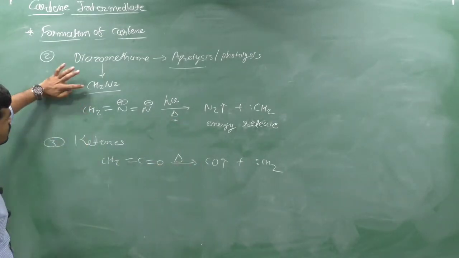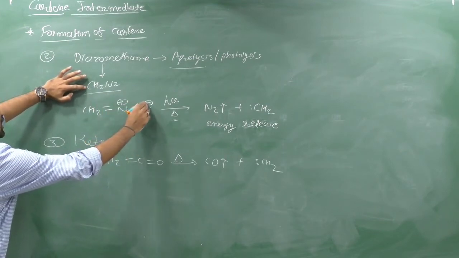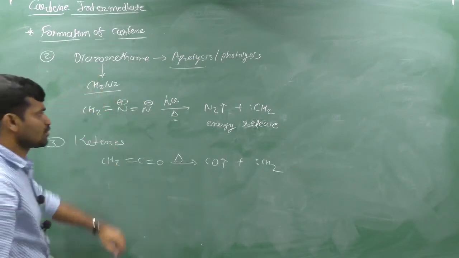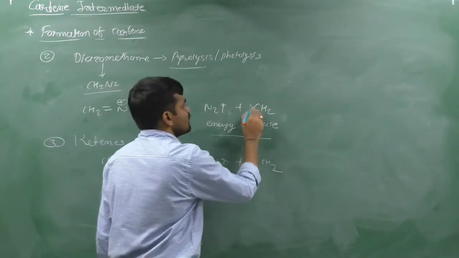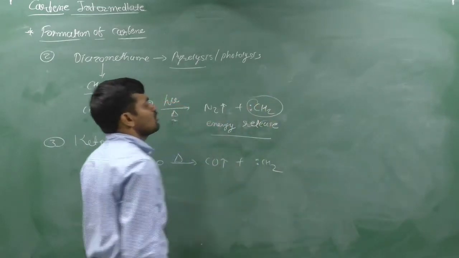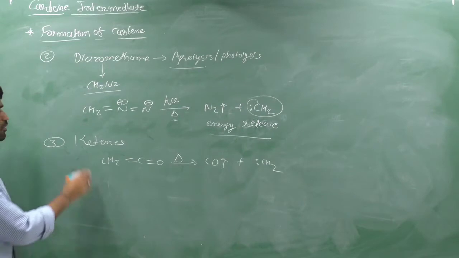The structure of CH2N2 is like that: CH2 double bond N, with a negative charge and a positive charge. If we heat it or expose it to sunlight, it releases nitrogen and forms singlet carbene. Clear?